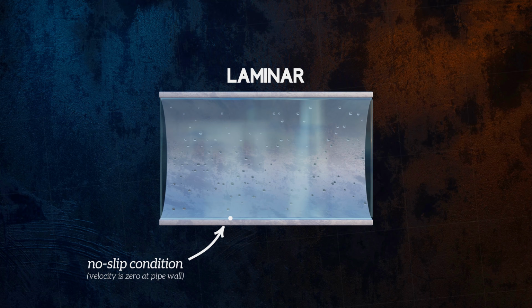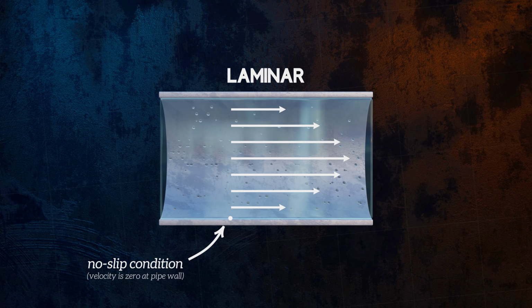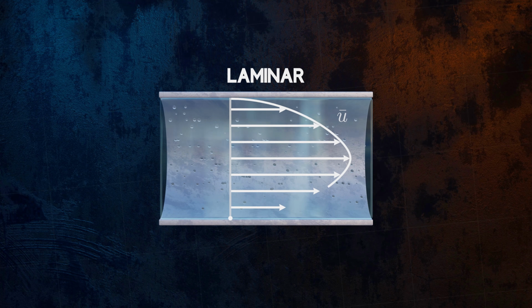The flow velocity right at the pipe wall is always 0. This is called the no-slip condition. For fully developed laminar flow, the velocity then increases to reach the maximum velocity at the center of the pipe. The velocity profile is parabolic.